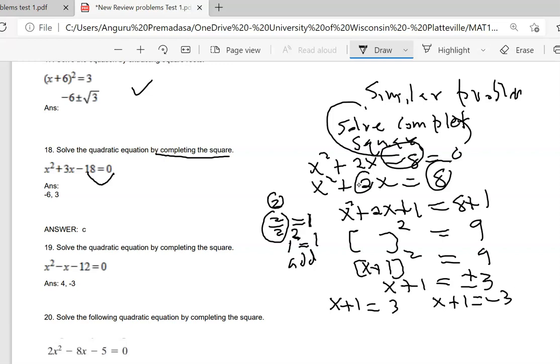So this is squaring whatever I get here. 1 squared is 1. Now that 1 that you get after squaring half the middle term, you add to both sides. So I have x squared plus 2x, and I added a 1, and 8 plus 1, I also added a 1 here. Now the next step is to remember that the left hand side is actually a perfect square, and the square of that is equal to 9.